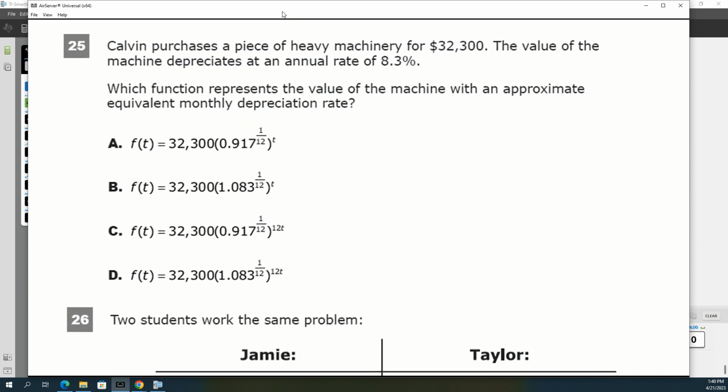Okay, and then for number 25, Calvin purchased a piece of heavy machinery for $32,300. The value of the machine depreciates at an annual rate of 8.3%. Okay, so on your reference sheet, you should have a depreciation formula. Now, it doesn't straight say depreciation, it says exponential decay, but it is the same formula. So the initial value is always going to go right after the equal sign, and then R is going to be your rate, but it does always need to be as a decimal.